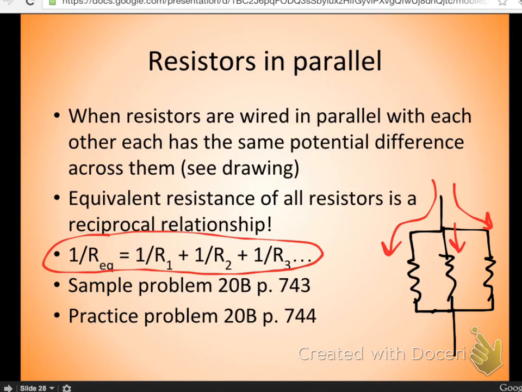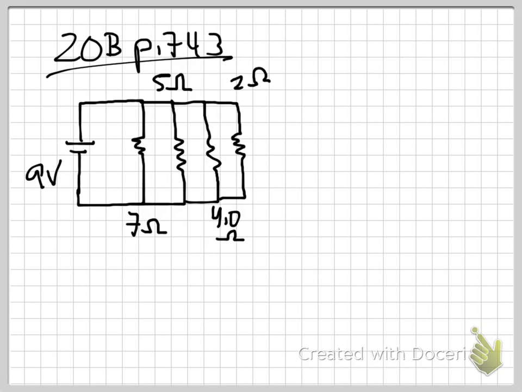This is 20B on page 743. Okay, so we have another circuit with a 9-volt battery. These are pretty common. We use a lot of 9 volts because they're easy to hook up. And we have 4 resistors hooked up in parallel. A 2, a 4, a 5, and a 7. What we want to know is the equivalent resistance for the circuit and the total current flowing through the circuit.